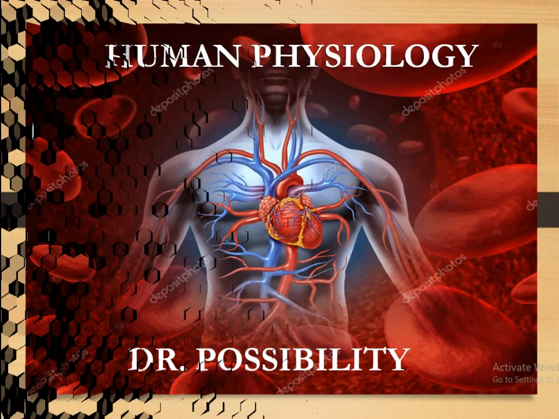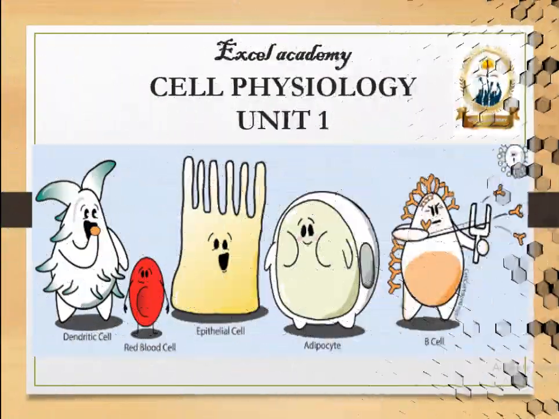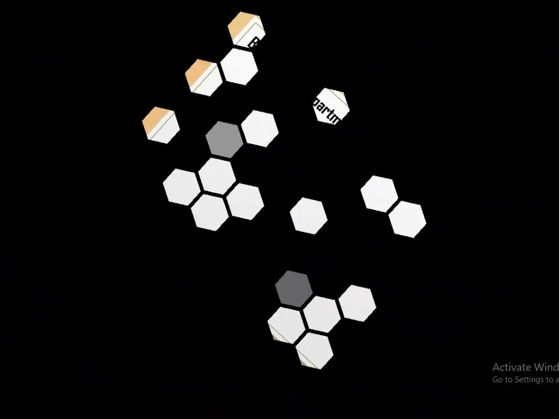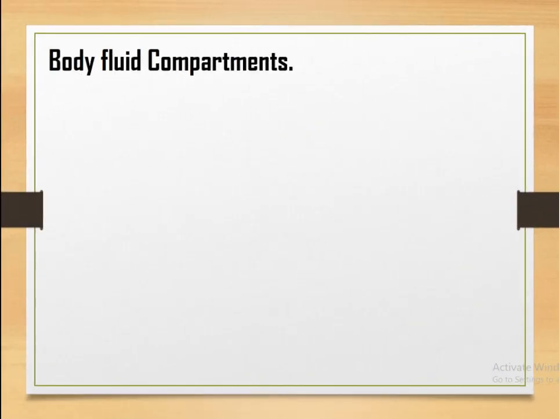Let's quickly look at my main objective today in physiology, which is cell physiology. We simply talked about cell physiology in the introduction, what it is and what it's all about, and what it tries to explain. So under cell physiology, my major objective today is to explain the body fluid compartments.